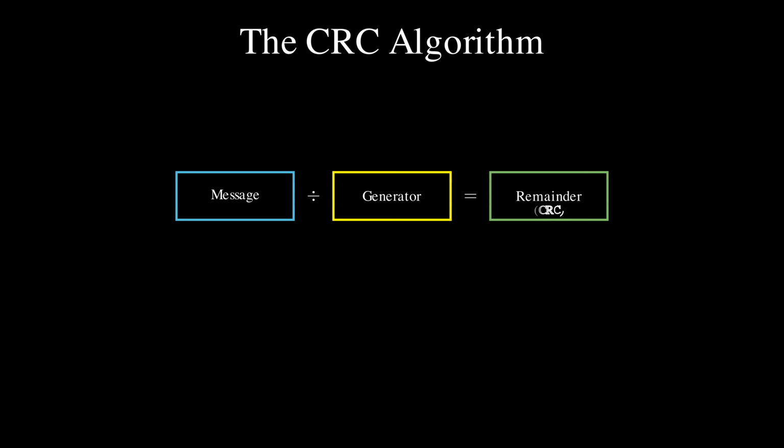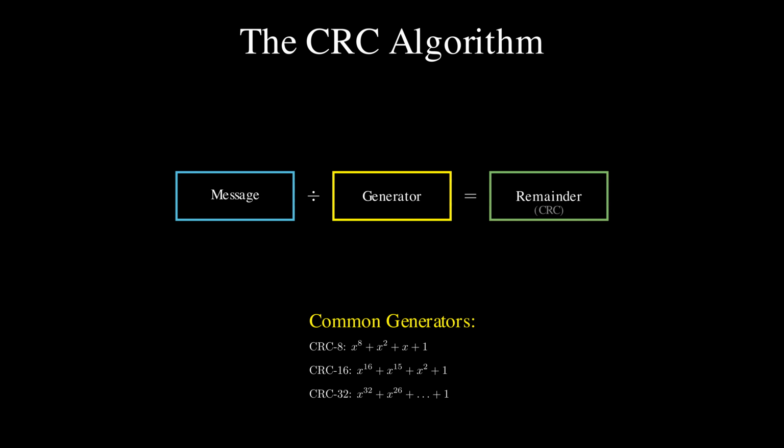The CRC algorithm is based on polynomial division. Here's the basic idea. We divide our message polynomial by a special generator polynomial, and the remainder becomes our CRC checksum. The generator polynomial is predetermined and known to both sender and receiver. Common choices include CRC-8, CRC-16, and CRC-32.